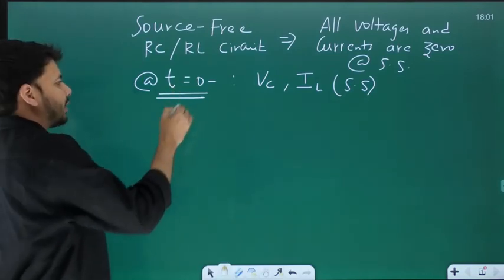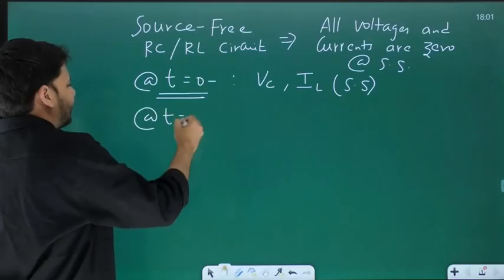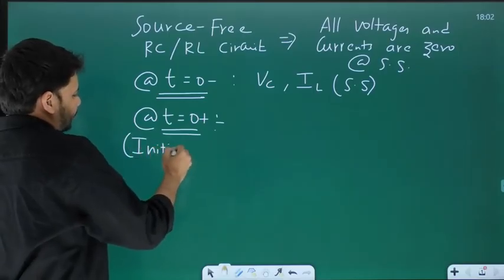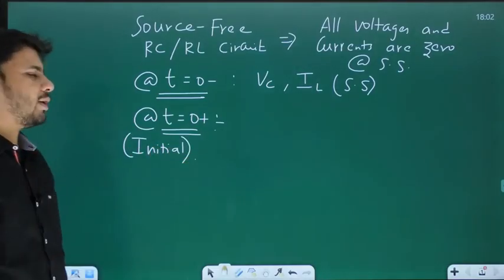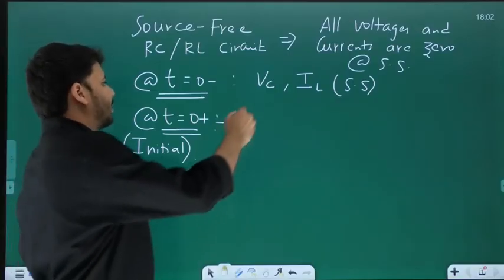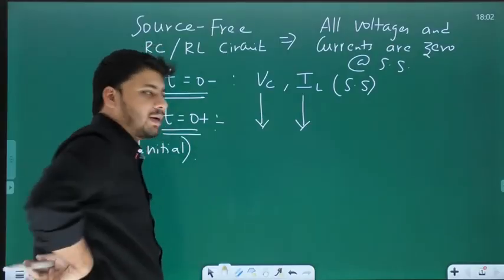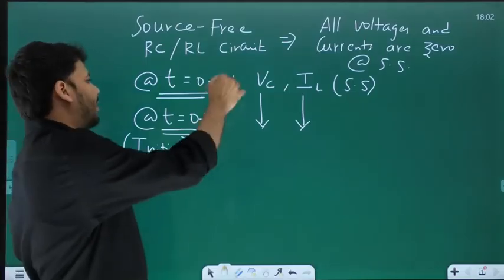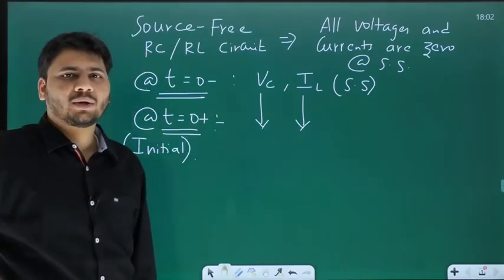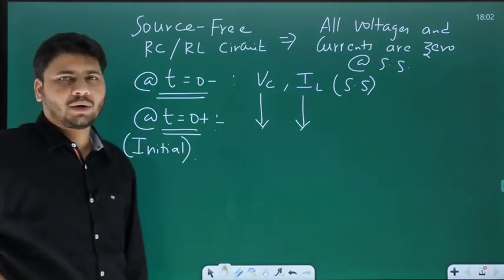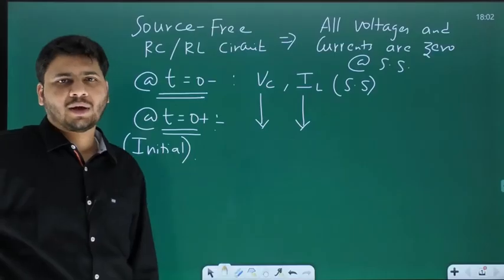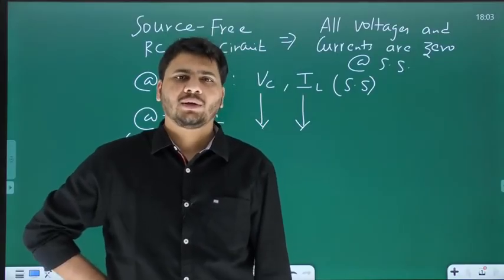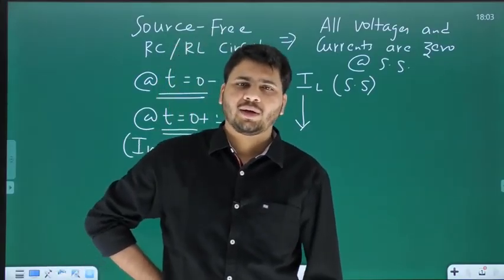Okay, so after you draw the circuit at t equal to 0 minus, we usually draw the circuit at t equal to 0 plus to find the initial value. And when we draw the circuit at t equal to 0 plus, Vc and IL will be the same as what they were at t equal to 0 minus. That is the reason why we find only Vc and IL at 0 minus, so that these two can be used when we draw the circuit at t equal to 0 plus to find the initial values of different currents and voltages.